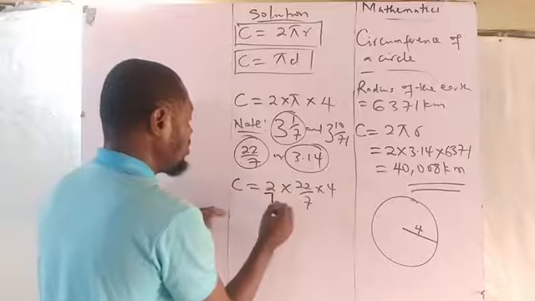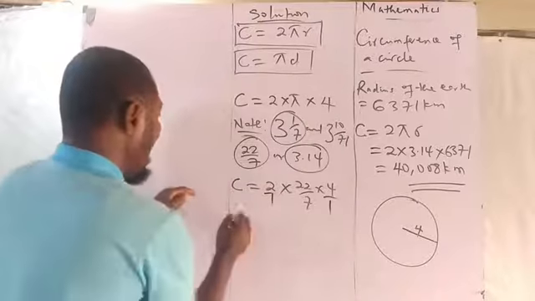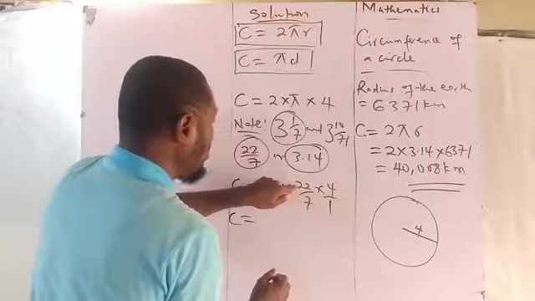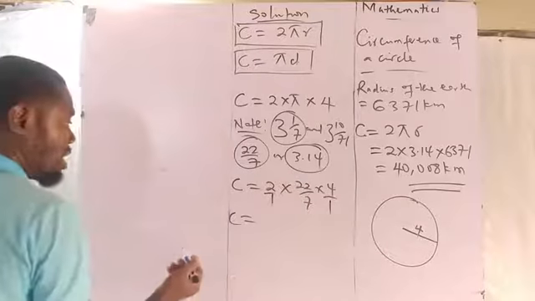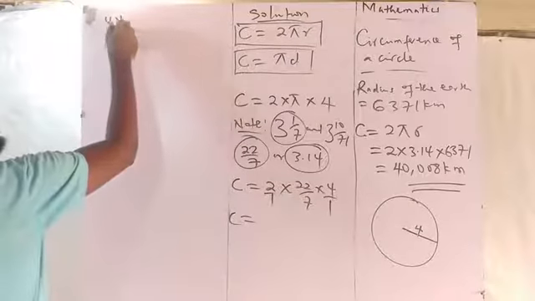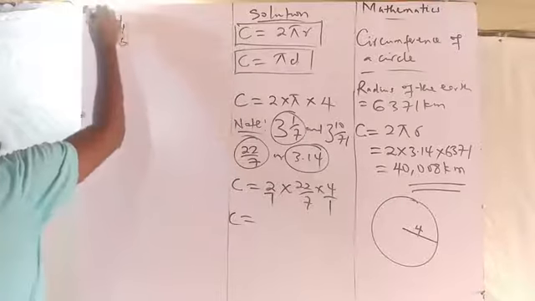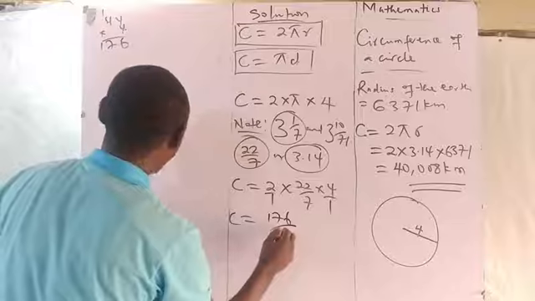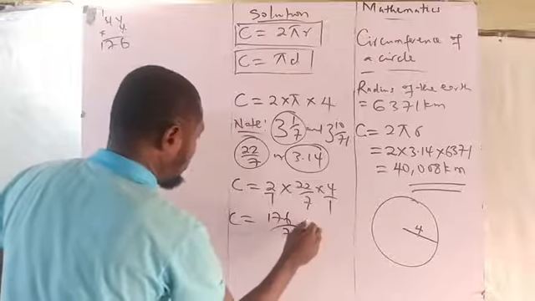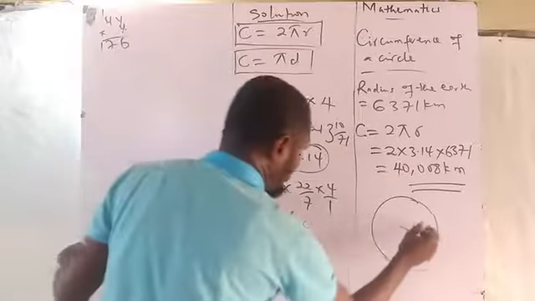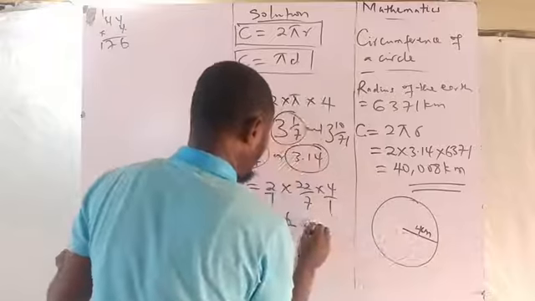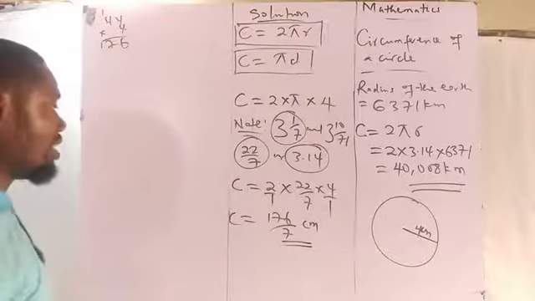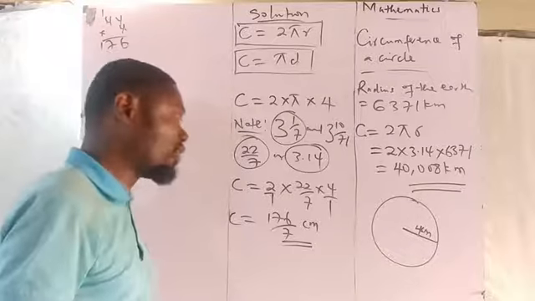There are no common values here to divide. So my answer will simply be 2 times 22, which is 44, times 4. Let's multiply that quickly. 44 times 4 is 176. So our answer is 176 over 7 centimeters. That is the circumference. If you're using 3.14, carefully go through your multiplication, and you will get your answer correctly.